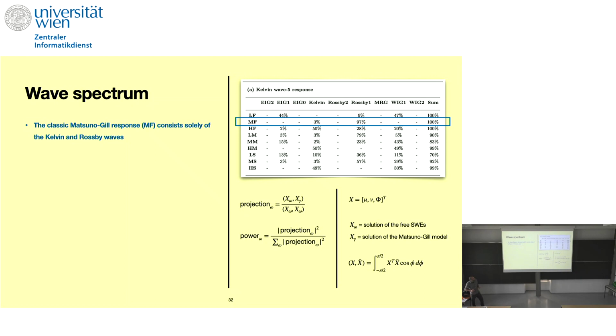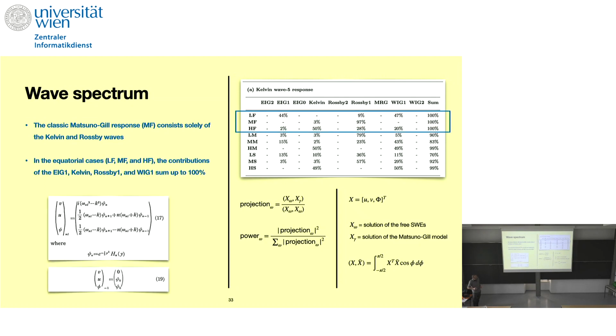This table shows the projections on the 9 lowest mode free waves. The solution in this case consists solely of a Kelvin and a Rossby wave, which together sum up to 100%. And recall that this was the case where, by construction, we converged to the Matsuno-Gill model. Indeed, this is consistent with Gill's findings, where the solution was just a Kelvin and a Rossby wave.